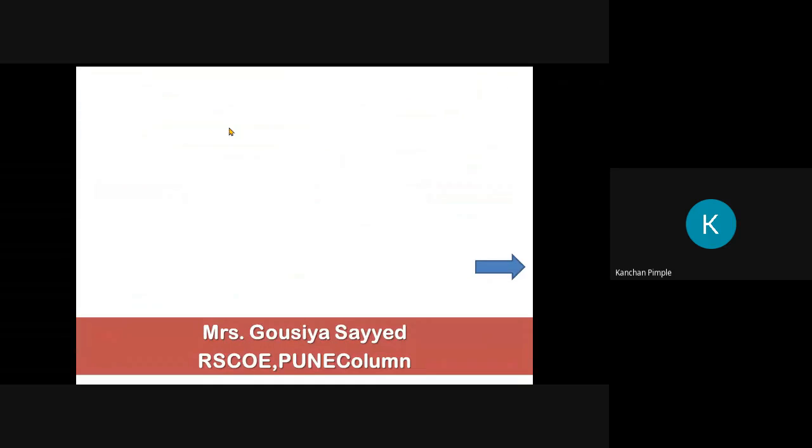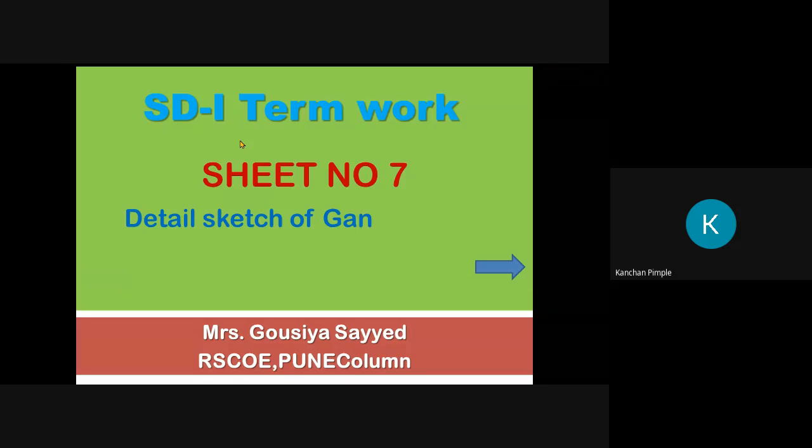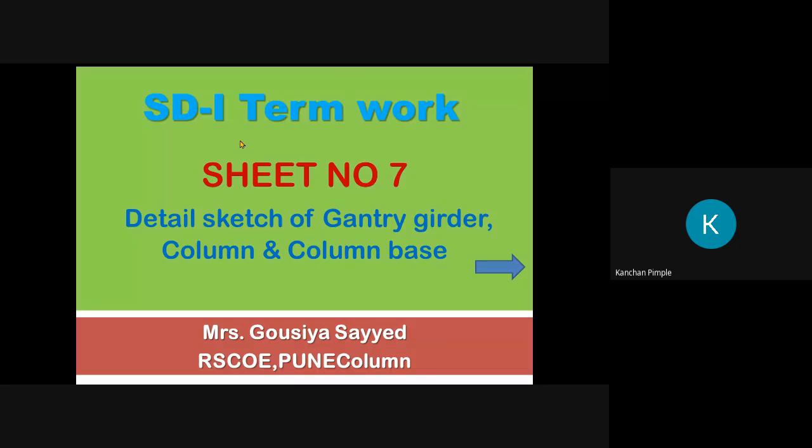And today's discussion point is sheet number 7, detailed sketch of gantry girder and column bases. So in this sheet, you have to learn how to draw the details of roof truss with gantry girder and column bases. So let's go.